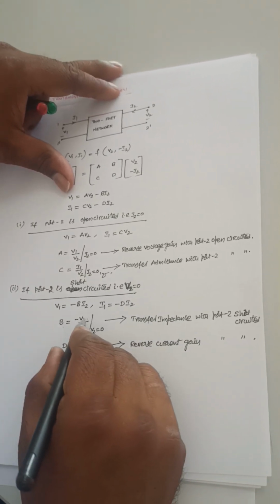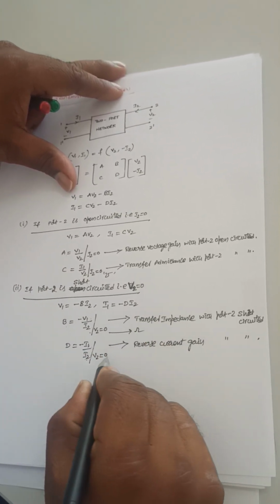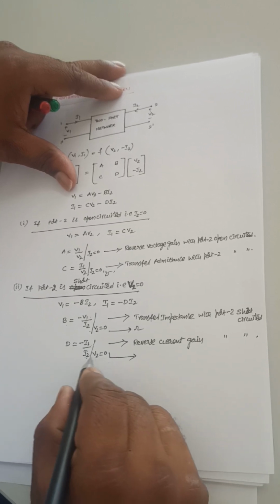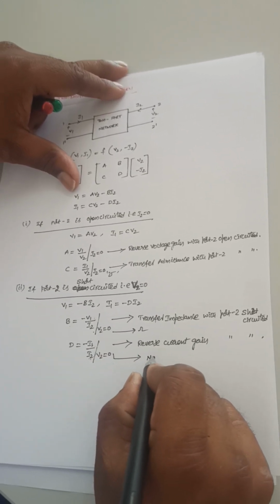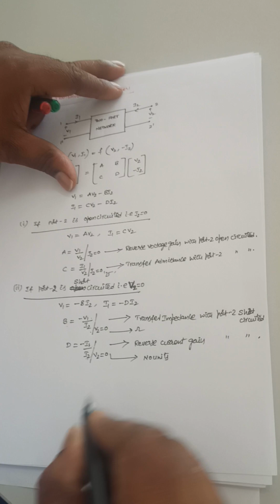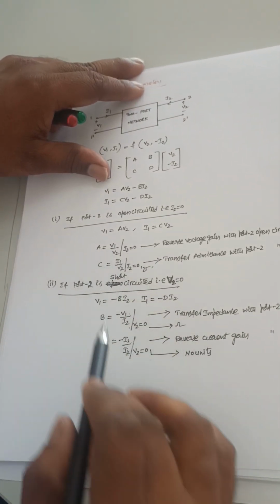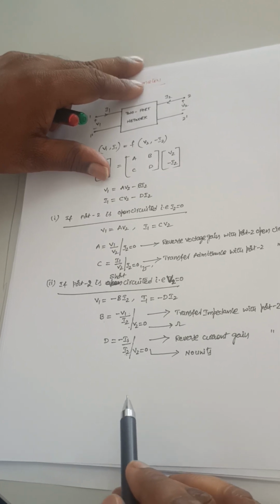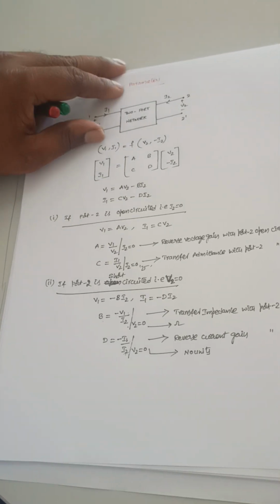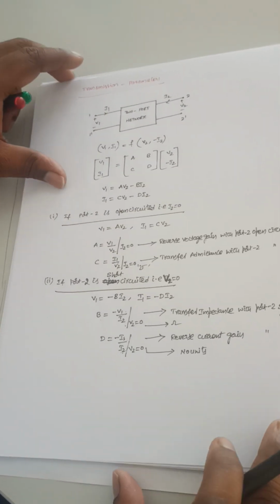Now the units for B are ohms, and the units for C are siemens. There are no units for the current gain, and also A doesn't have any units. A and D don't have any units. Now let me derive the condition for reciprocity and the condition for symmetricity in terms of ABCD parameters.